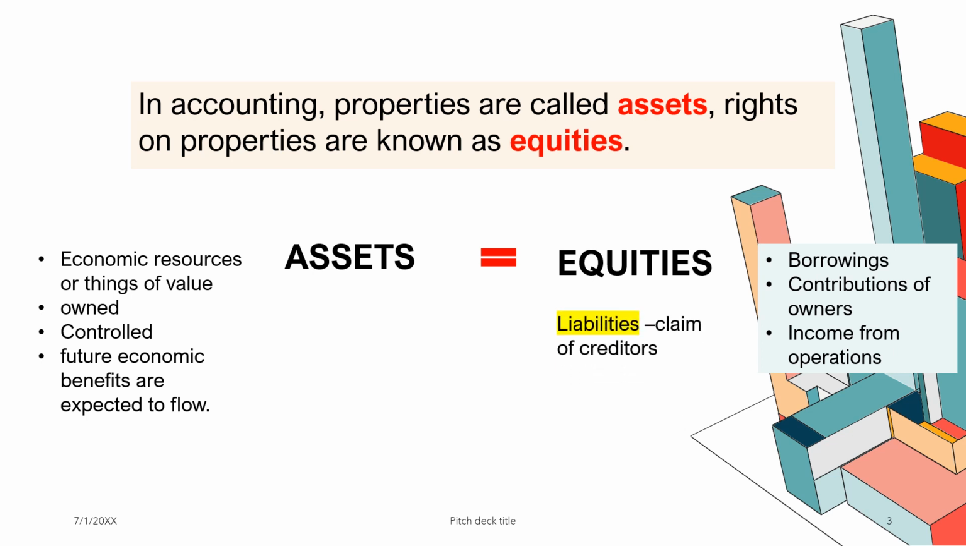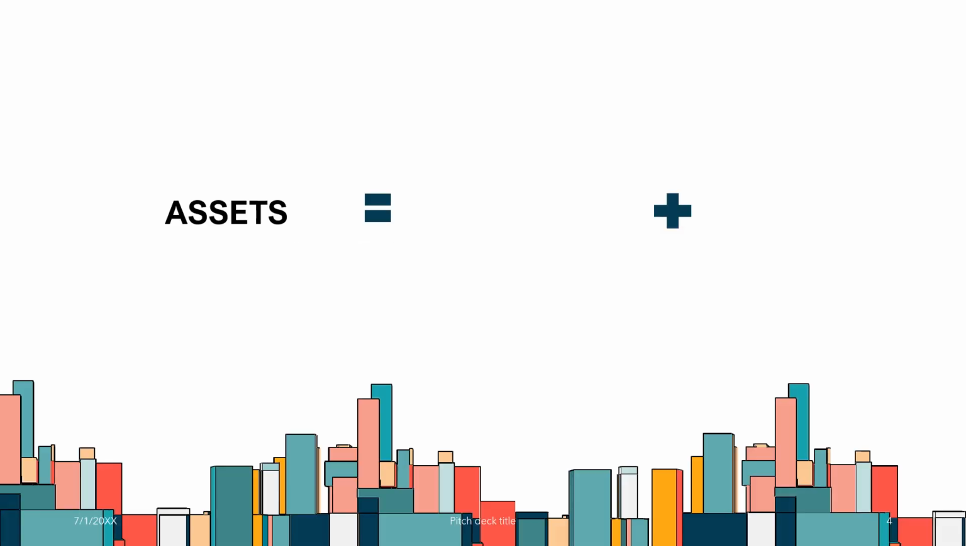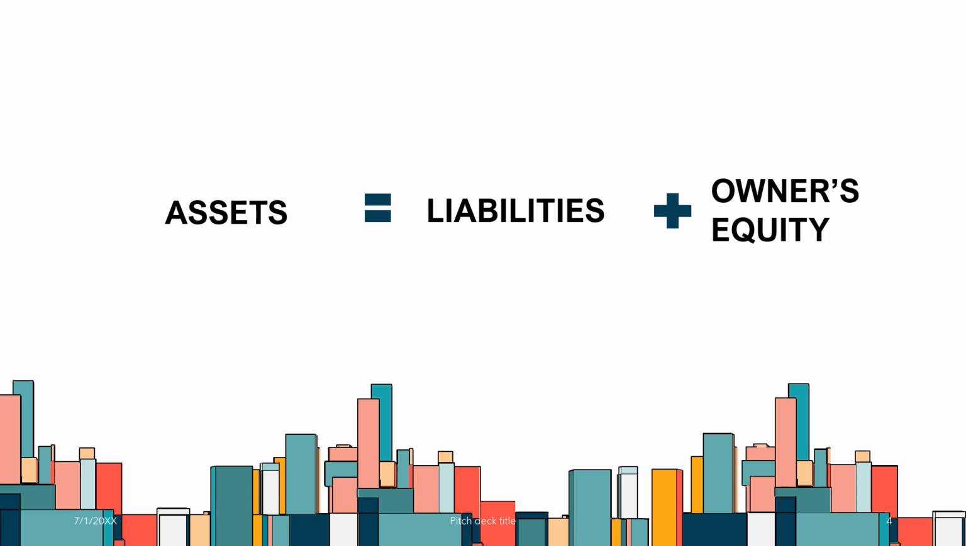So therefore, based on our sources of equities, we have the claim of creditors, and that's liabilities, and also the claim of owners or proprietorship. But in our next slide, we will expand this equation to include the claim of owners and the claim of creditors. So we have here assets equals liabilities, and this pertains to the claim of creditors, and owner's equity. We use this as our claim for the owners.